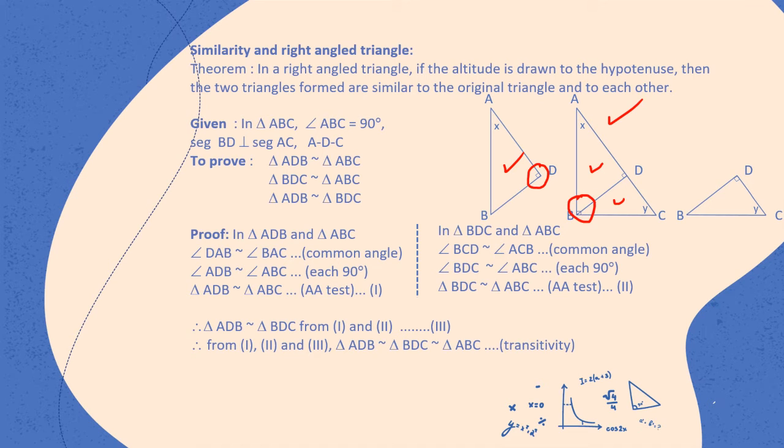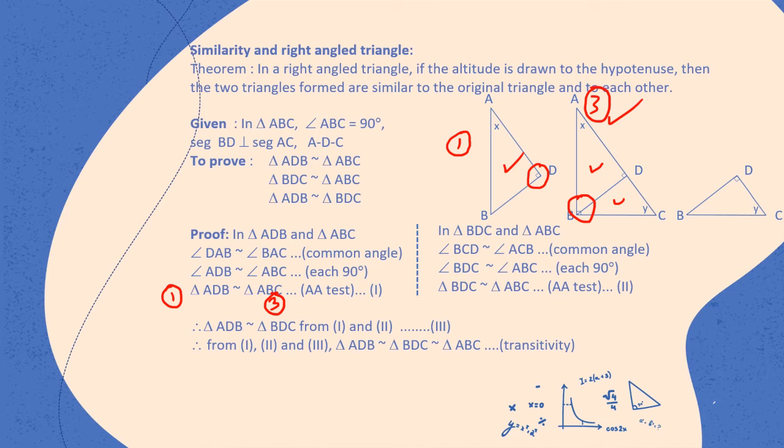Now, when you're looking at this triangle, here we have two common angles. Using the AA postulate, triangle ADB, let us call this triangle number 1, is similar to triangle number 3. Let me call the bigger triangle the one with the bigger number. So this is triangle number 3. Great, using the AA test.